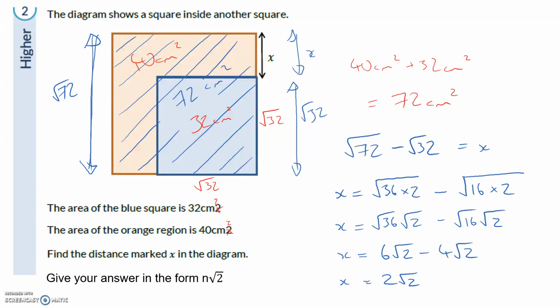If you got there, very well done. As I said, there are other ways to do it. You could set up a quadratic equation using x plus the root 32, and then either use the quadratic formula or complete the square. It's slightly trickier than that method, but either way, x equals 2 root 2.